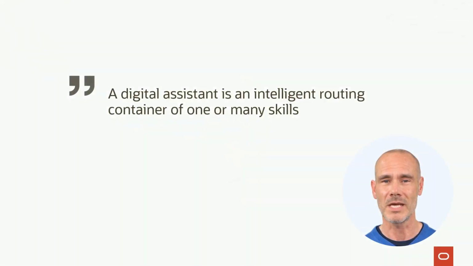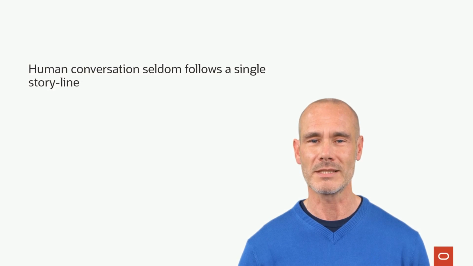In this video, I will explain how the routing model works in the Oracle Digital Assistant. Human conversations often involve multiple topics and context switches. A digital assistant is an intelligent routing container of one or many skills. Human conversation seldom follows a single storyline.